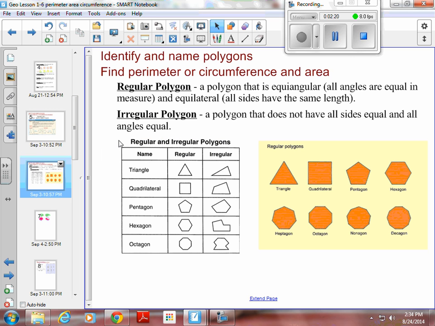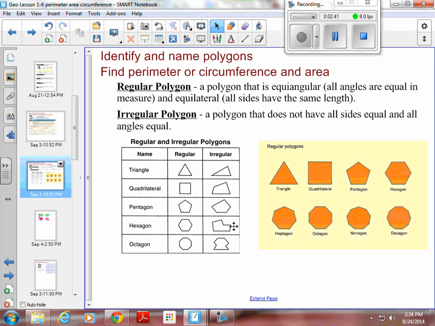Okay, the difference between regular and irregular. These would be your regular shapes. Notice all the same sides and all the same angles. If you look down the columns, you can see the difference here between a regular octagon and an irregular octagon, a regular hexagon and an irregular hexagon.